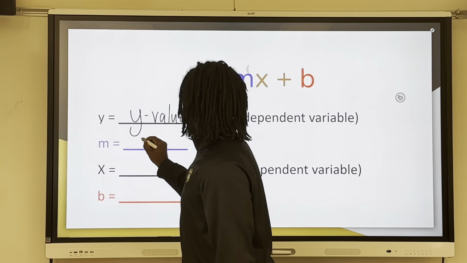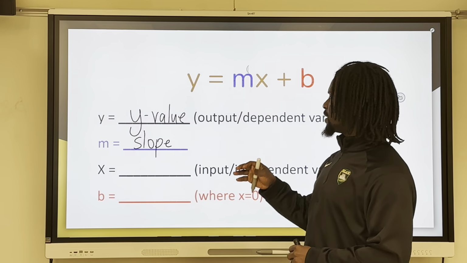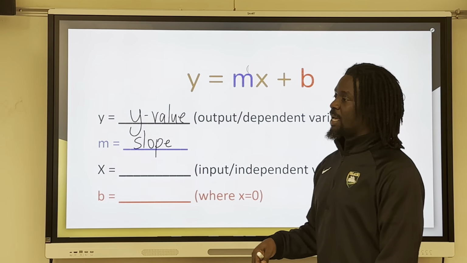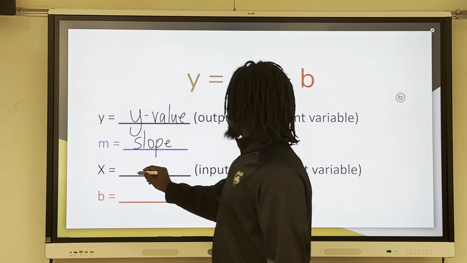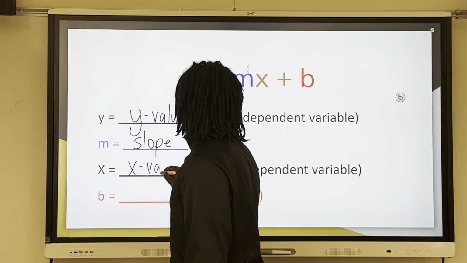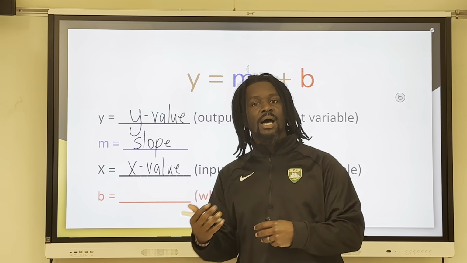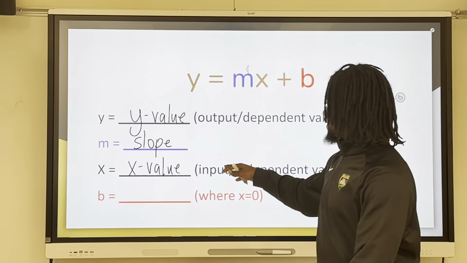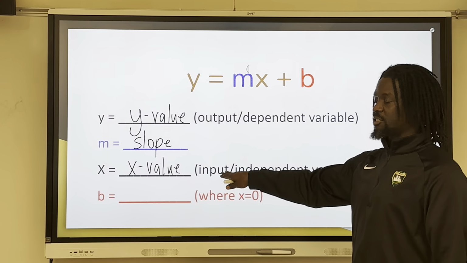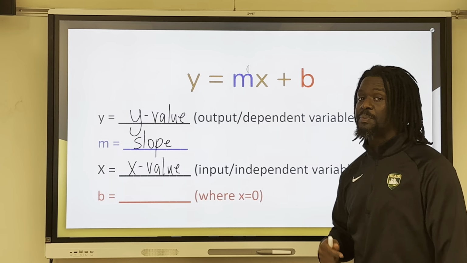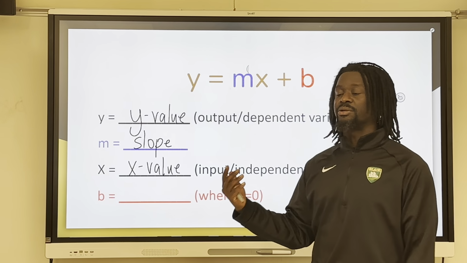The m stands for the slope. Again, we defined that last time, and we're going to continue using the slope today. Next is the x, which is the x value. Again, we've been doing functions being x and y's, input, output. This is all connected. Another name for the x value is the input or the independent variable, which we're going to talk more about later in the unit.